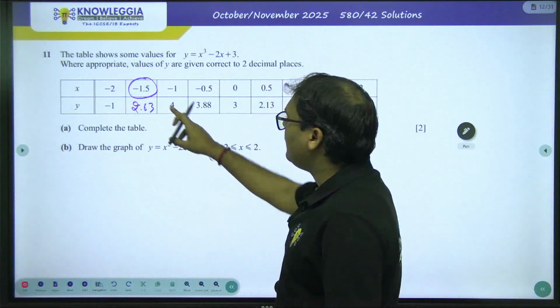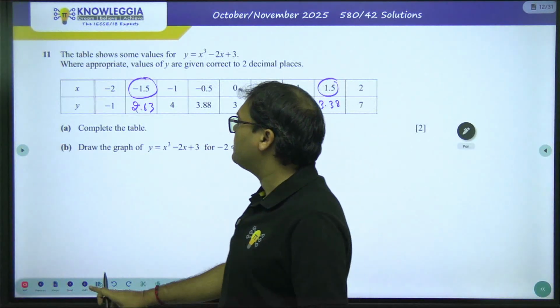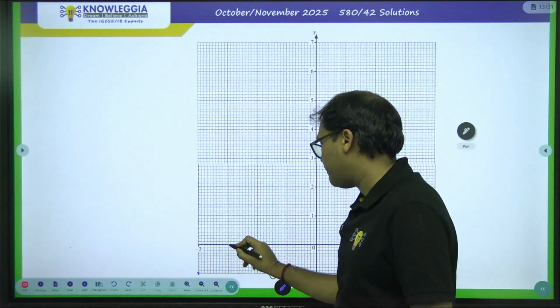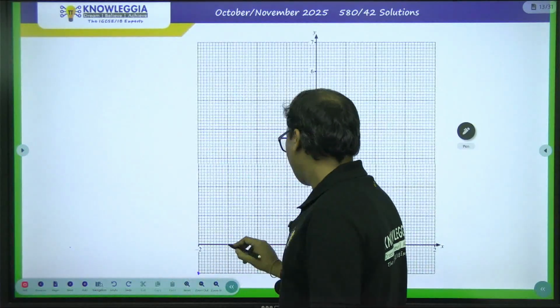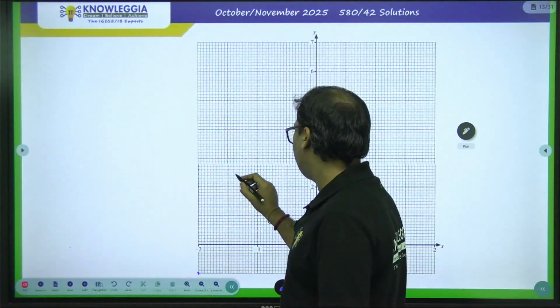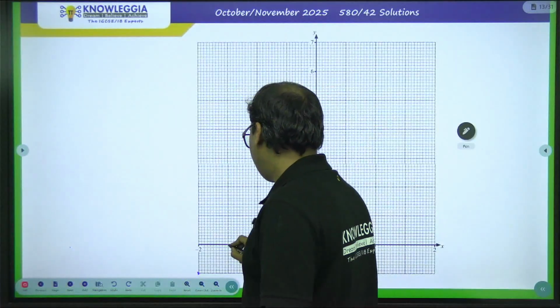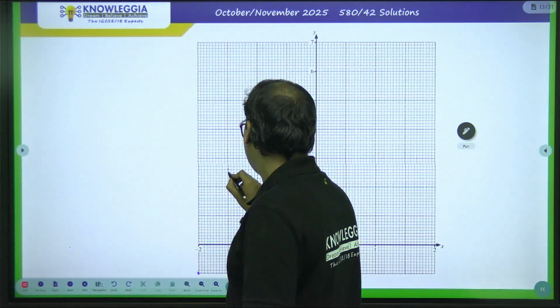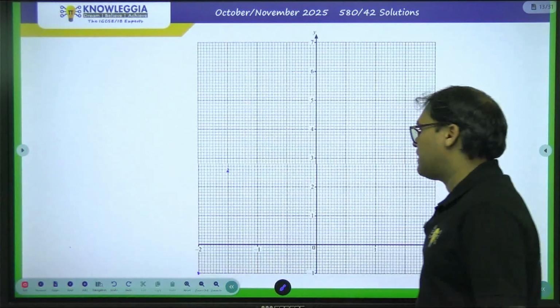Then at -1.5, this is 2.63. At -1.5, this is 2.63, so it is 2 point somewhere 6, somewhere in between here. Okay, so this is the second value.